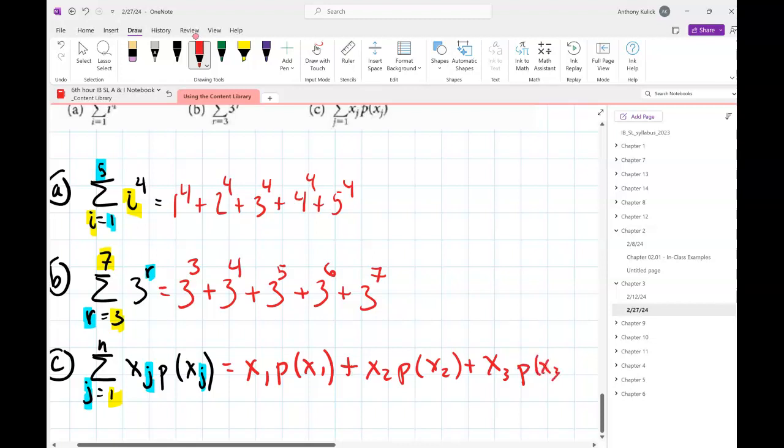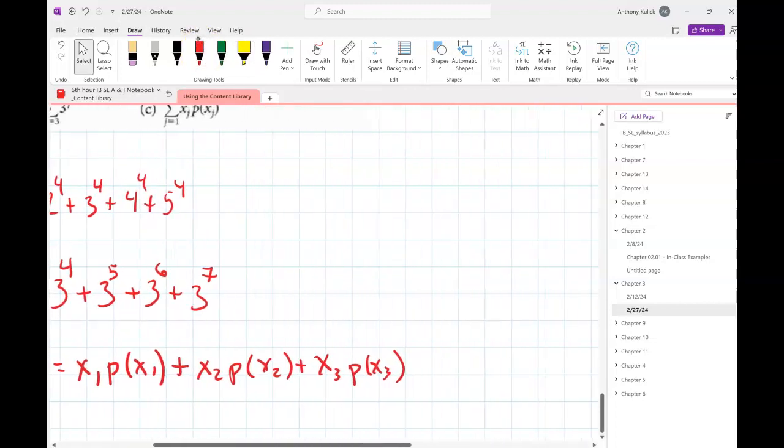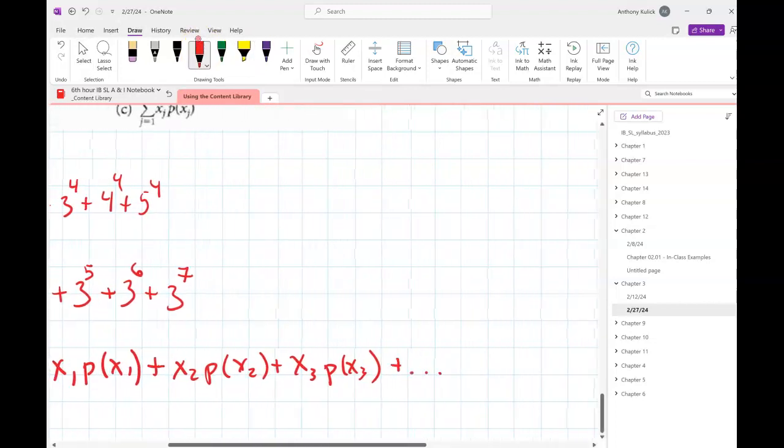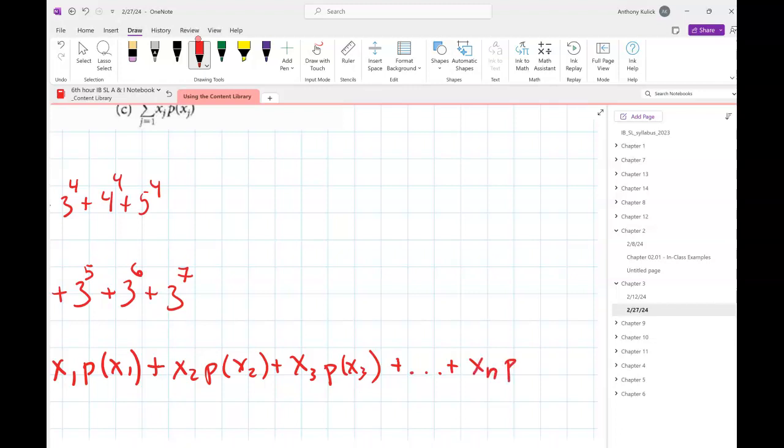And how long do I have to do this plugging in? Where do I stop? So I stop when I get to n. So let's just do plus dot dot dot plus the last one. Everybody feel okay there? Yeah? We're okay?